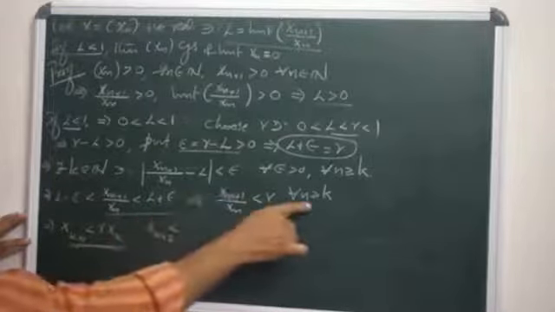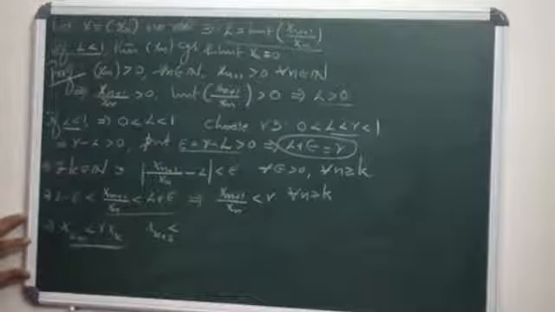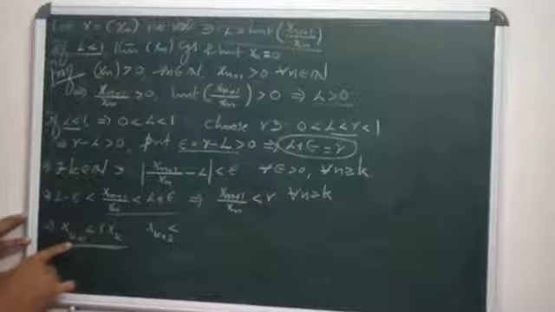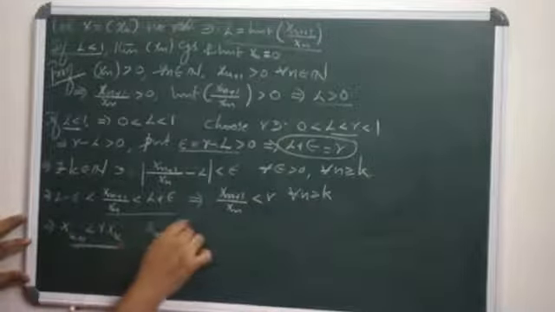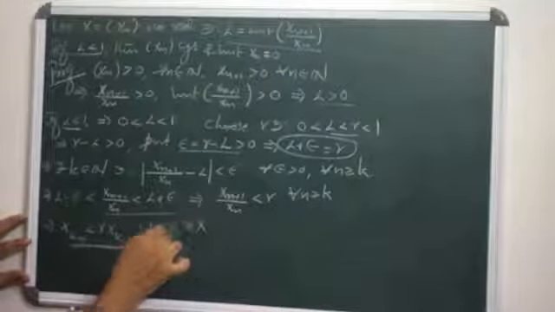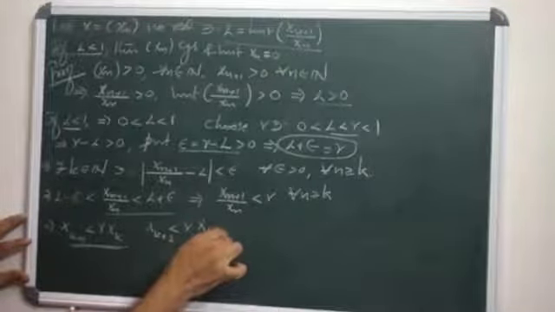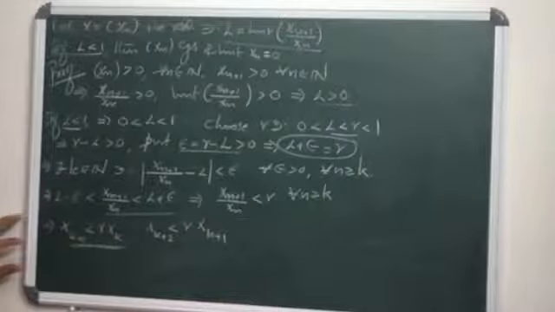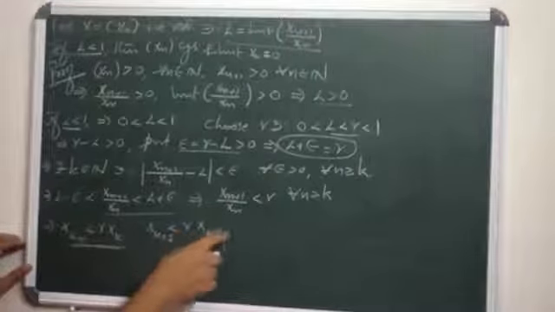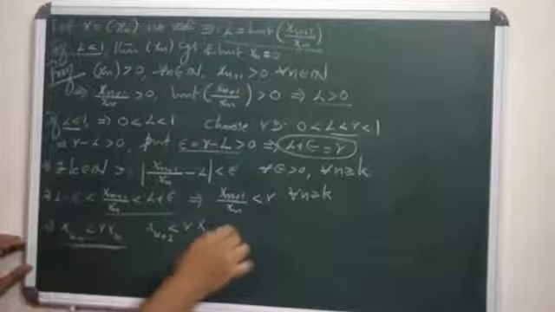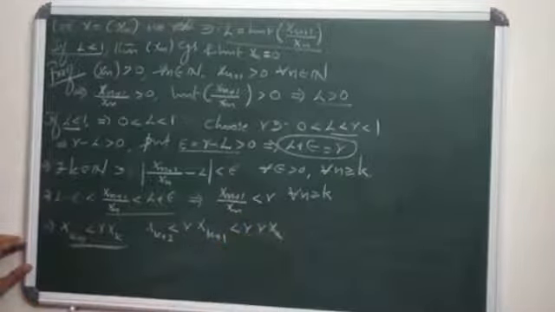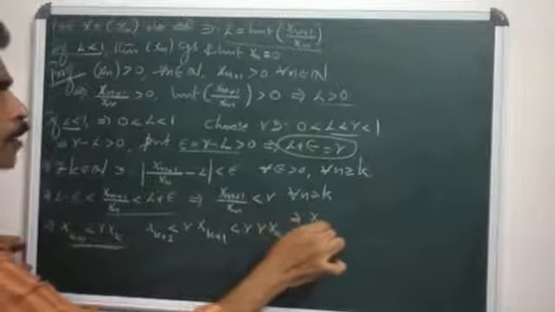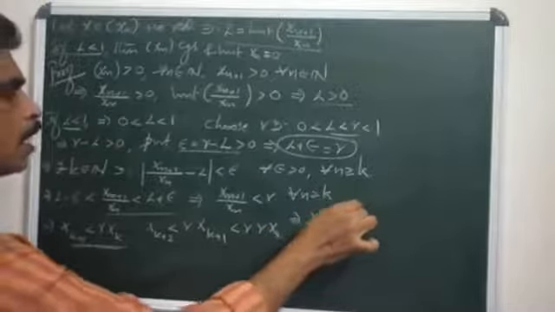Why? Because it is true for every n greater than or equal to k. So you can replace this k by k plus 1 here. What do you get? You have the next identity, that is x_{k+2} less than r into x_{k+1}. You can replace k by k plus 1. But what is x_{k+1}? That is less than r into x_k. So it is strictly less than r into x_k. That means x_{k+2} is strictly less than r squared x_k.